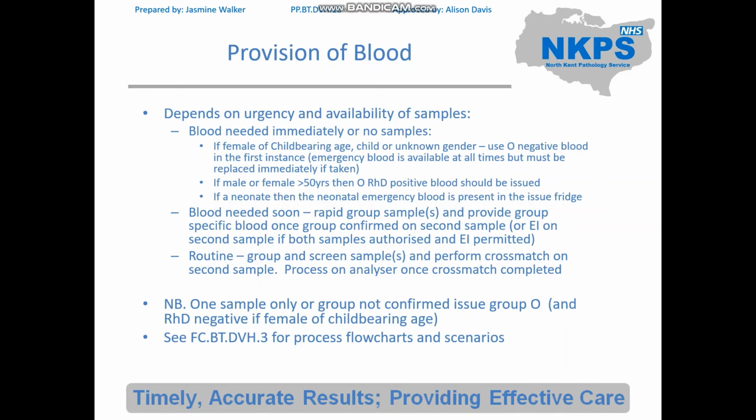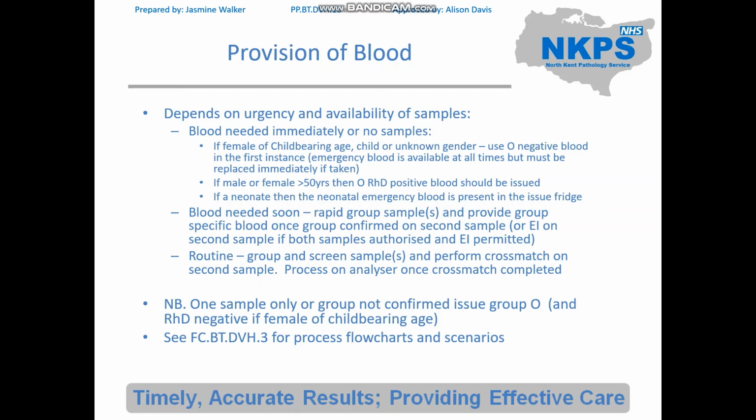As I said before, in terms of use of O negative, you would give it if it's a female of childbearing age, a child, or a patient of unknown gender, because obviously if we haven't been told what gender the patient is, we don't want to give them O positive and it turn out that they could have children later on. If it's a male or a female of greater than 15 years old, then O positive should be issued, and if it's a neonate, then neonatal emergency blood is available for them.